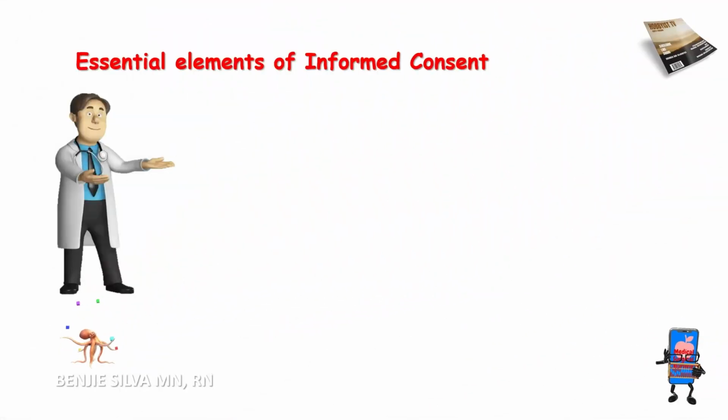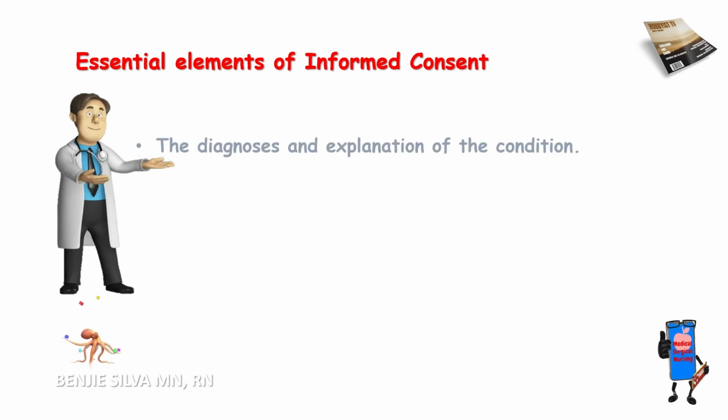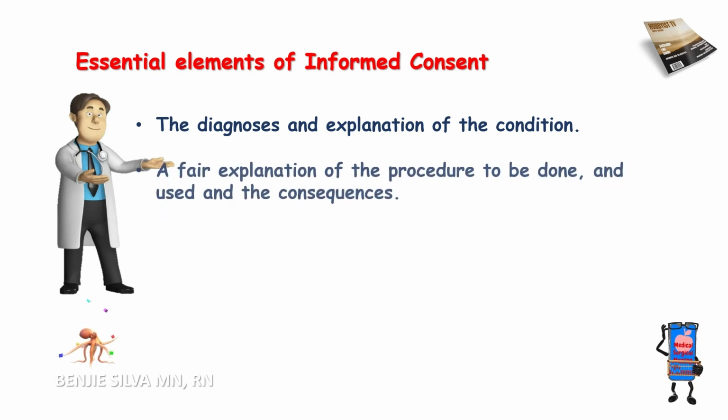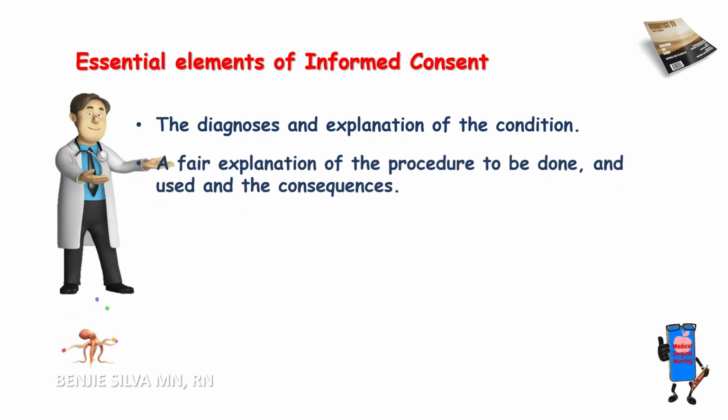Essential elements of informed consent. 1. The diagnoses and explanation of the condition. The attending surgeon should explain the procedure. 2. A fair explanation of the procedure to be done, and used and the consequences.